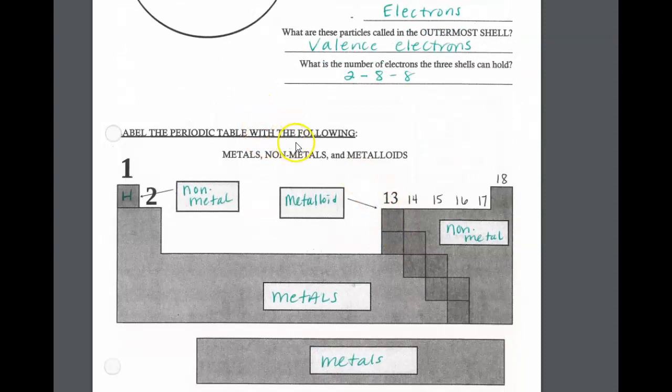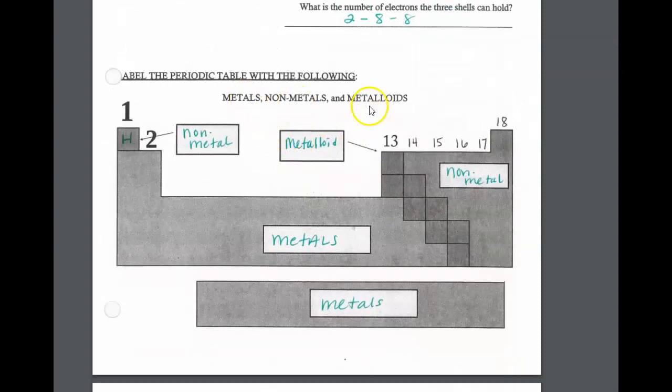Label the periodic table with the following: metals, nonmetals, and metalloids. So right over here, you have your nonmetals. Right here, you have your metalloids. Over here, you have other nonmetals. And then you have metals and metals. So your metalloids are right in here. Nonmetals are over here, one nonmetal, and then nonmetals. These are your metals here, and then there's metals here.